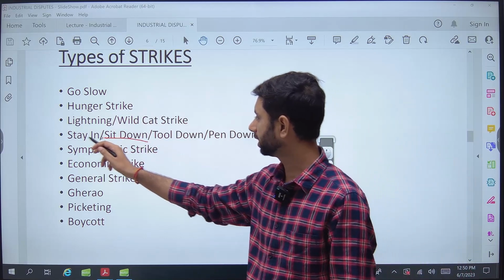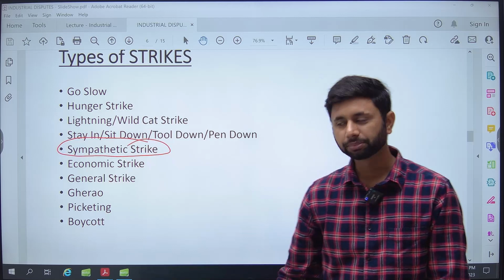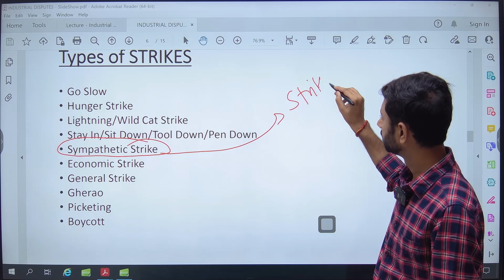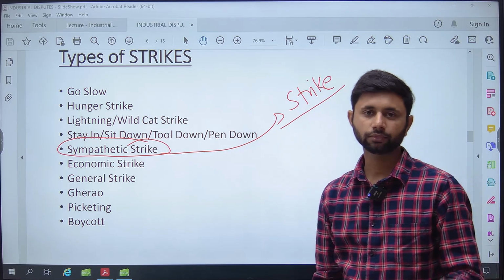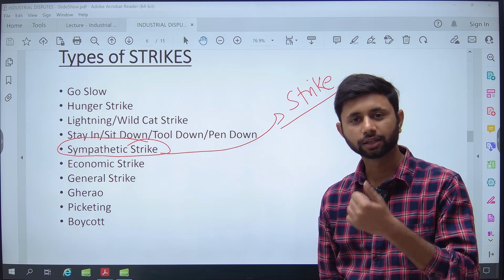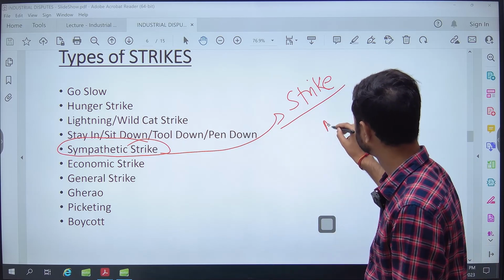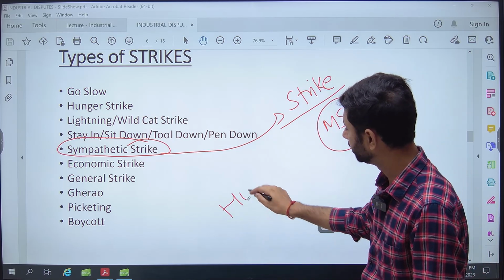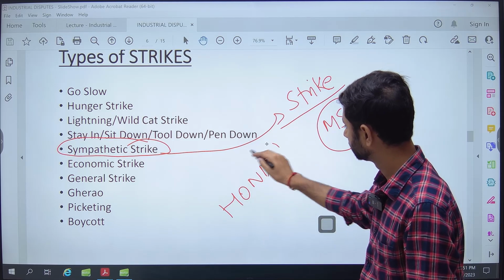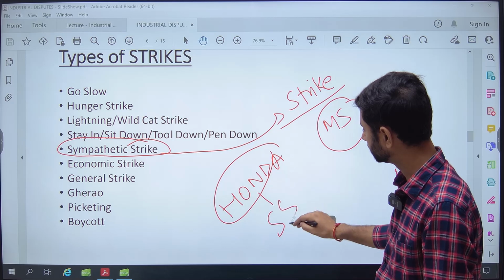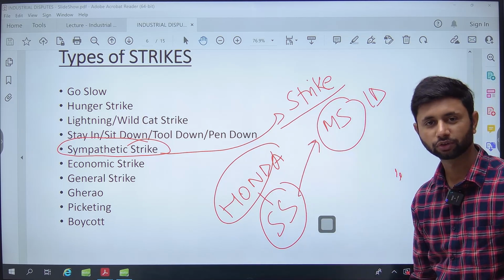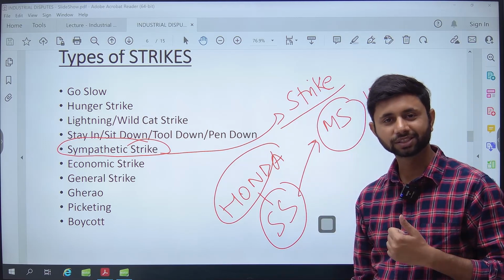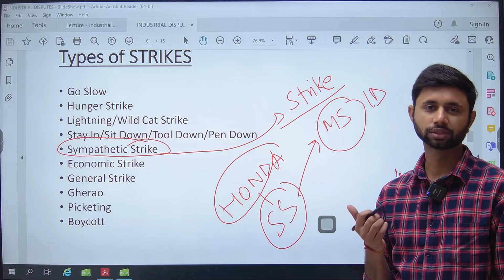Next is sympathetic strike. Sympathetic strike talks about strikes that are done in support of other strikes. Suppose in Maruti Suzuki there is an industrial dispute going on, a strike is going on. So the Honda company workers will do a sympathetic strike in support of the workers of Maruti Suzuki. This is all about giving support and sympathy to other workers. That's why it is known as sympathy strike.